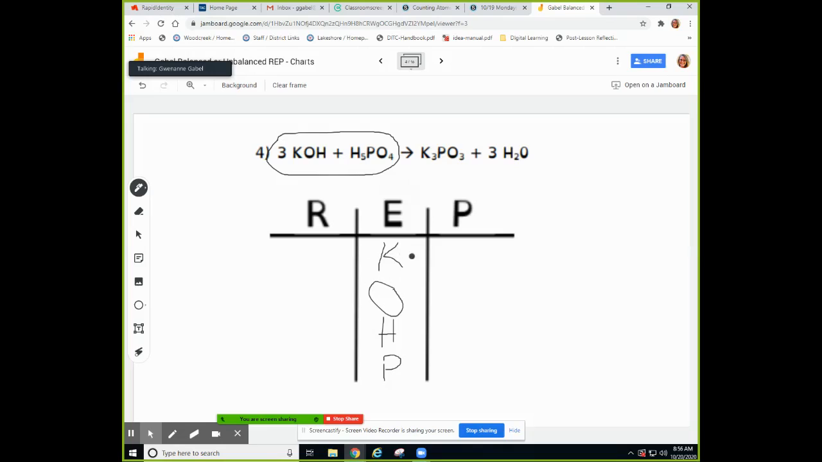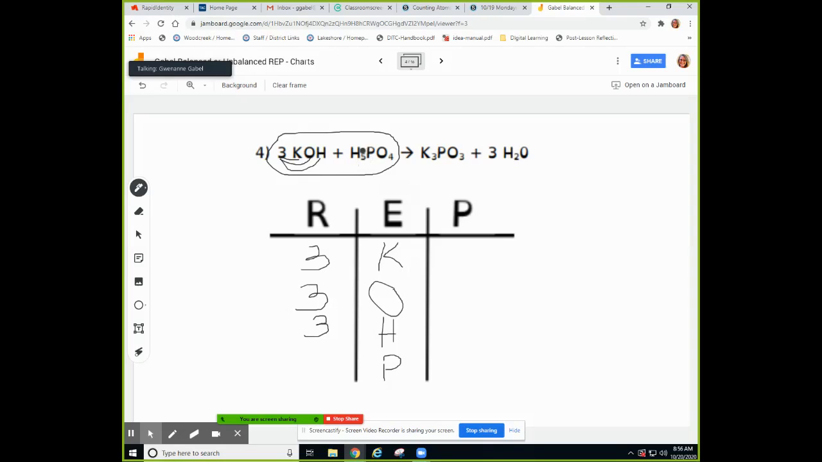I need to calculate the number of atoms of potassium on the reactant side. I have a coefficient of 3, which is going to distribute to each element that it's in front of. Okay? So this 3 distributes to this chemical formula. This plus sign separates these two formulas. So this 3 does not apply to the HPO. It only applies to KOH. And this tells me that I have 3 atoms of potassium, 3 atoms of oxygen, and 3 atoms of hydrogen.